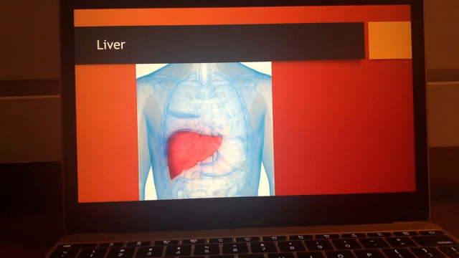It oxidizes fatty acids. It synthesizes lipoprotein, phospholipids, and cholesterol. It converts excess carbohydrates and proteins into fats. It forms urea. It synthesizes plasma protein. It converts some amino acids to other amino acids. It stores glycogen, iron, and vitamins A, D, and B12. It removes toxins such as alcohol and certain drugs from blood. Its role in digestion is to secrete bile.